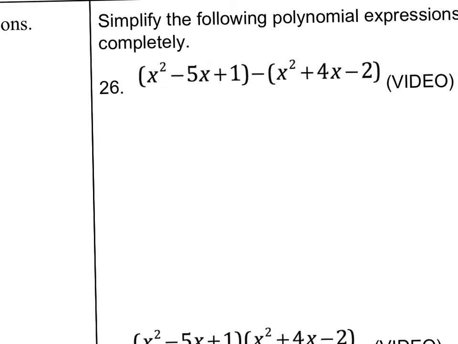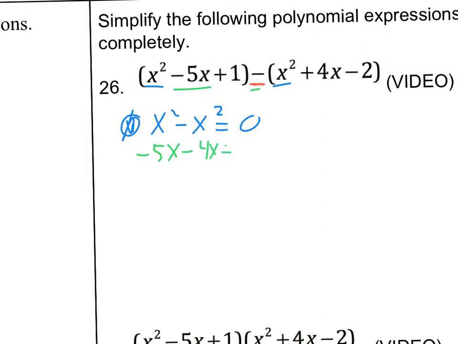For number 26, here we've got subtraction between them. Remember, this is not distribution, it's combination of like terms. X squared minus x squared would be, actually I'm going to write these out for us. X squared minus x squared would be 0. We've got negative 5x minus 4x, and that's negative 9x. And then we've got 1 minus negative 2, and that's 3. My final answer here would be negative 9x plus 3.